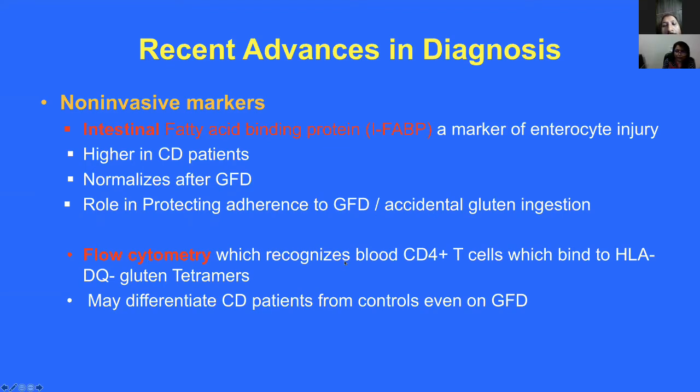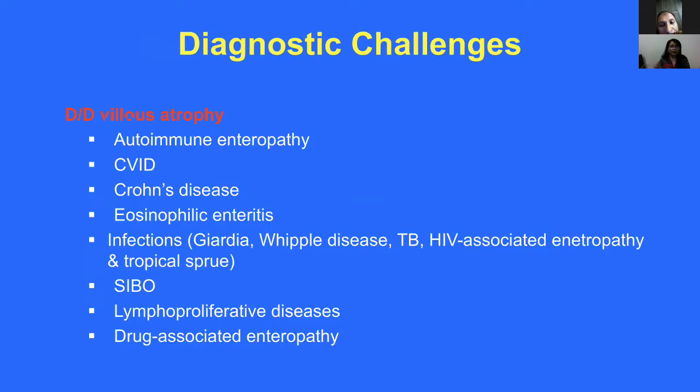Then comes flow cytometry, which recognizes blood CD4 T cells that bind to HLA-DQ gluten tetramers. Thereby, this can differentiate patients with celiac disease from controls, even patients who are already on a gluten-free diet. So flow cytometry has its own value, and I-FABP, fatty acid binding protein, has its own value. These are the advanced tests which can be done in patients, although they are available only in selected centers. We may have these tests commonly in the future.